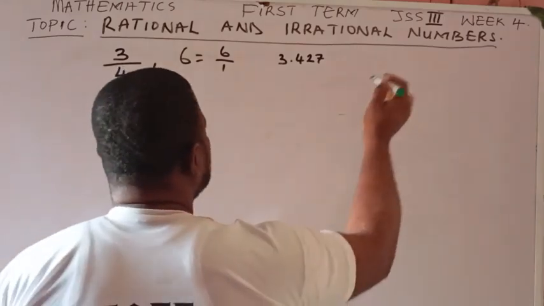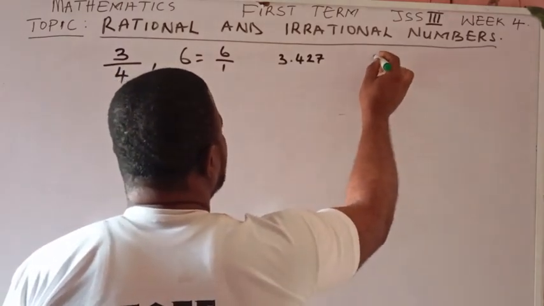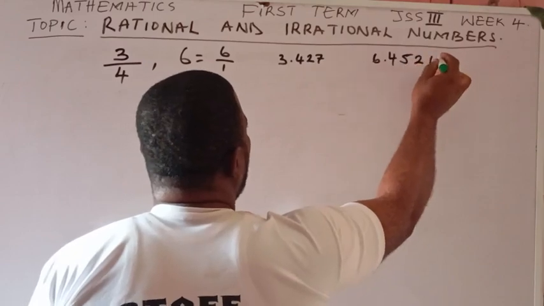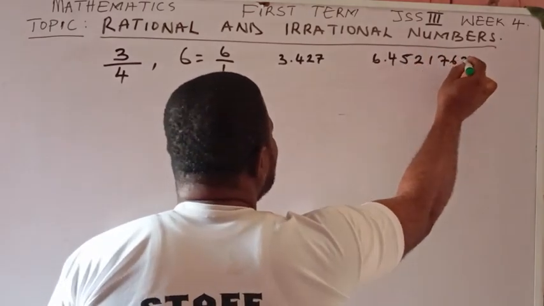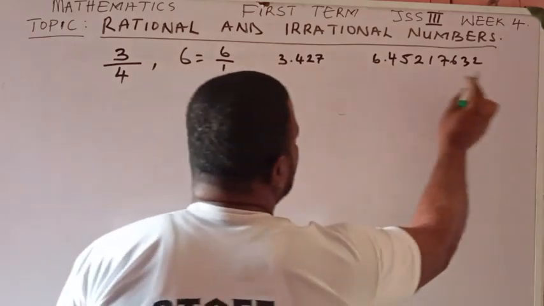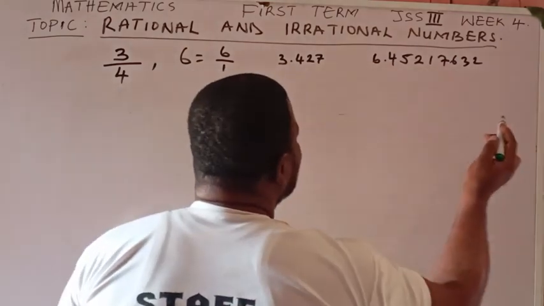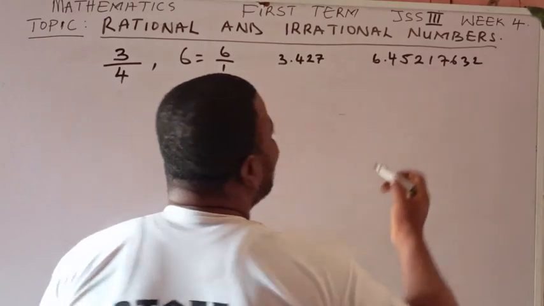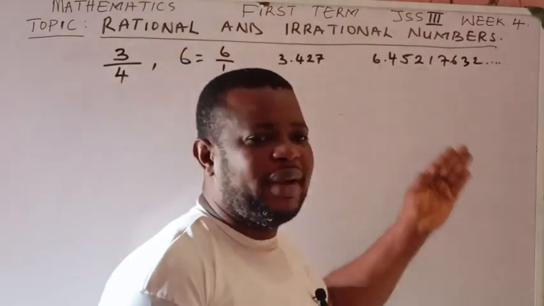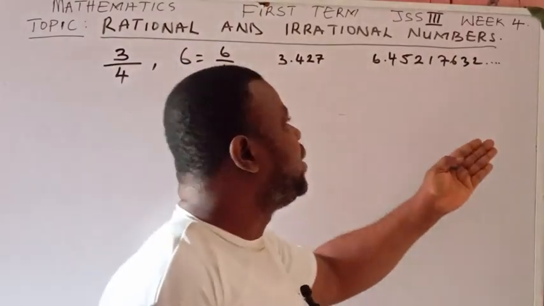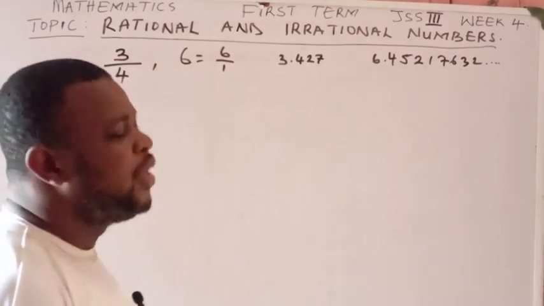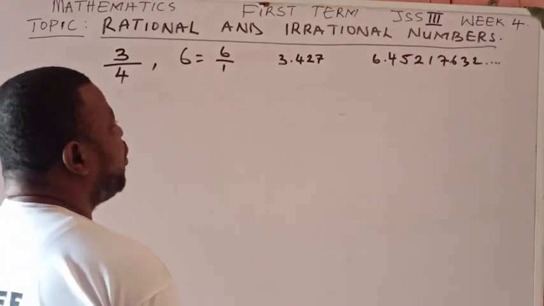But once we have a situation whereby it does not terminate, like 6.4521763, it is not a rational number because the decimal point did not terminate. Numbers whose decimal point does not terminate are irrational numbers. They cannot be written in a fraction form. They are irrational numbers, the numbers that cannot reoccur.